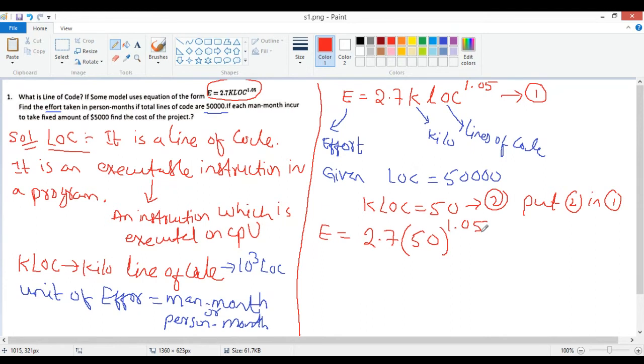So you can use the scientific calculator, and it will give you the answer. If you use the calculator, I think you'll get 164 point something. So what is this? Therefore you got effort is equal to, let me take a round number, 164 man months or person months. Man month or person month, both are the same.